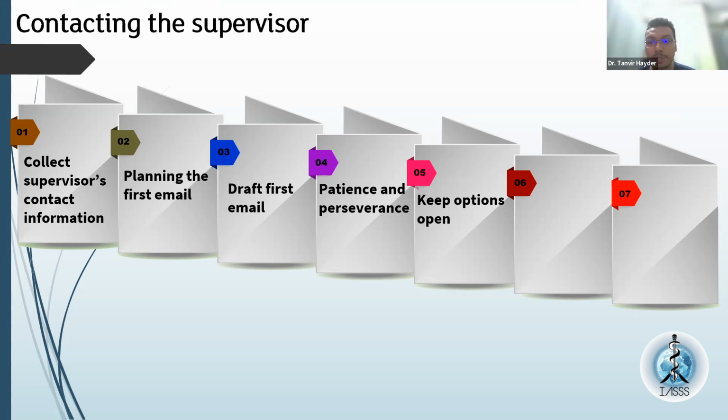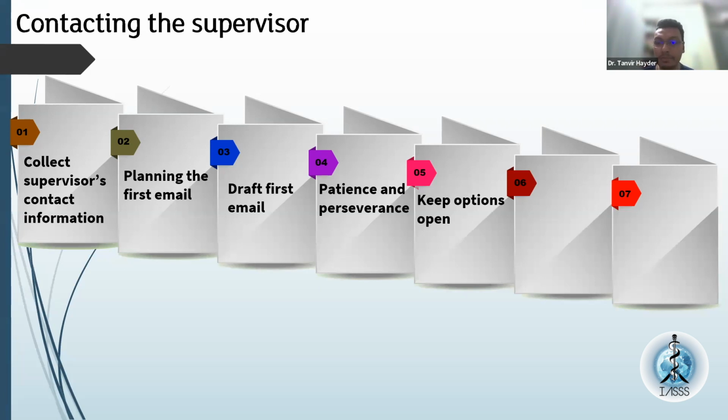Then keep options open. What does it mean? There are plenty of fish in the sea. As I was saying, create a pool of supervisors that you want to connect to and do background research on them. Make a list and start reaching out to them.